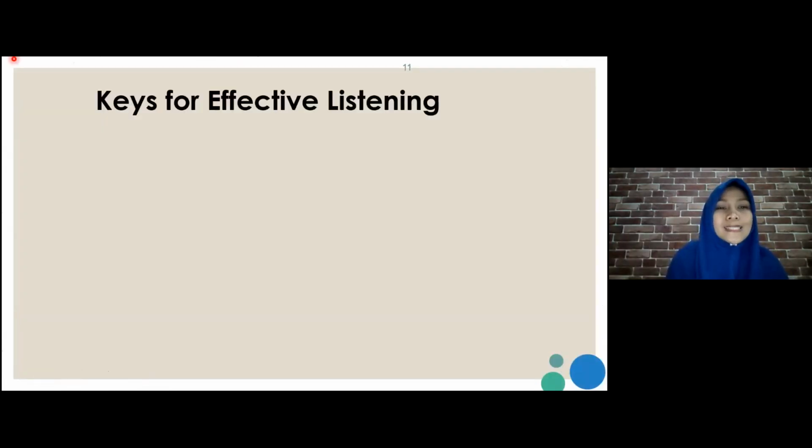So what are the keys for effective listening? Because as we know, listening is really important, not only for managers in the workplace, but also for us in our daily routine activity, right? So how is the key for effective listening? Because in our daily life, we also do listening to communicate with others, right? To know the meaning of what the others say, we have to listen, right? So it's something really urgent to know, to increase our listening skill.